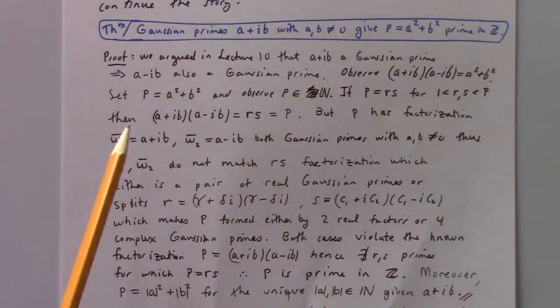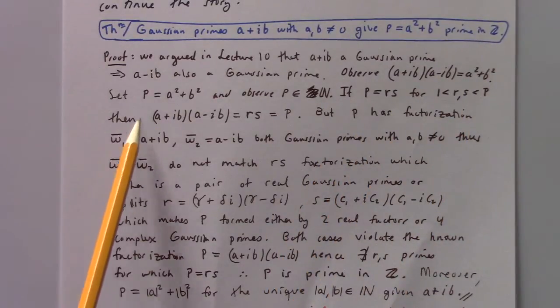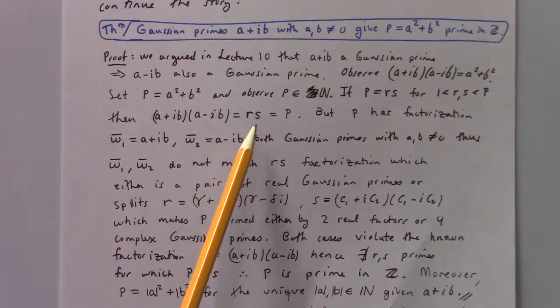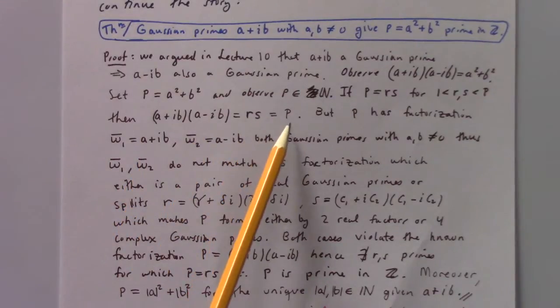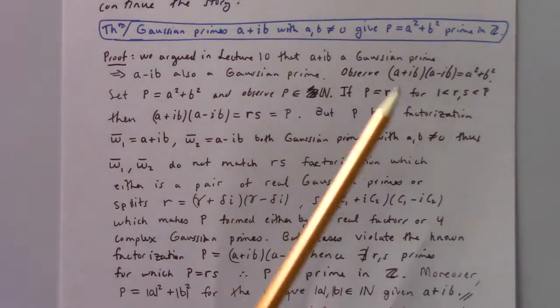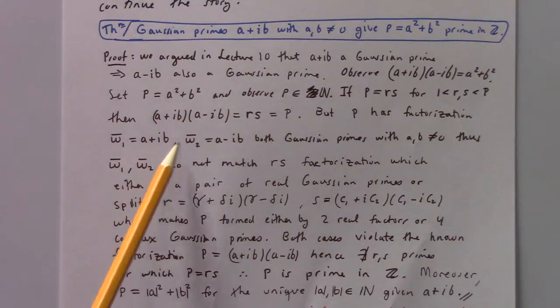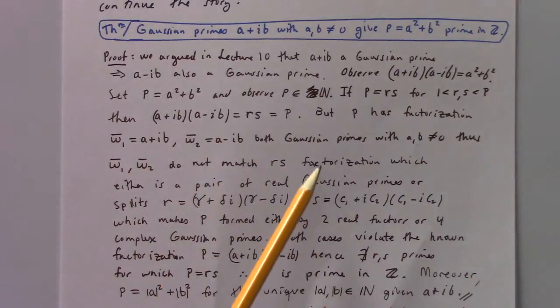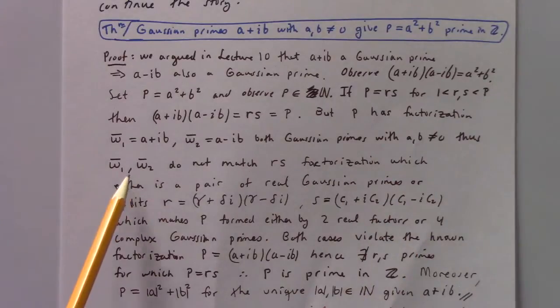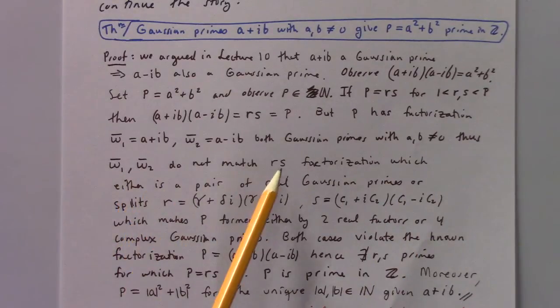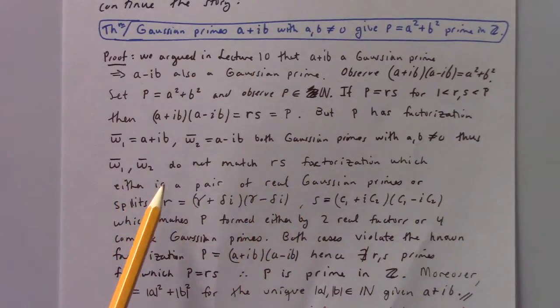Then that would say that a plus ib times a minus ib was equal to r times s, which was equal to p. But here's the thing. p already has the factorization omega bar 1 and omega bar 2, equal to a plus ib and a minus ib. Those are both Gaussian primes. We just got done saying that there was unique factorization in the Gaussian integers. So what's the deal? Omega bar 1 and omega bar 2 do not match the r s factorization.